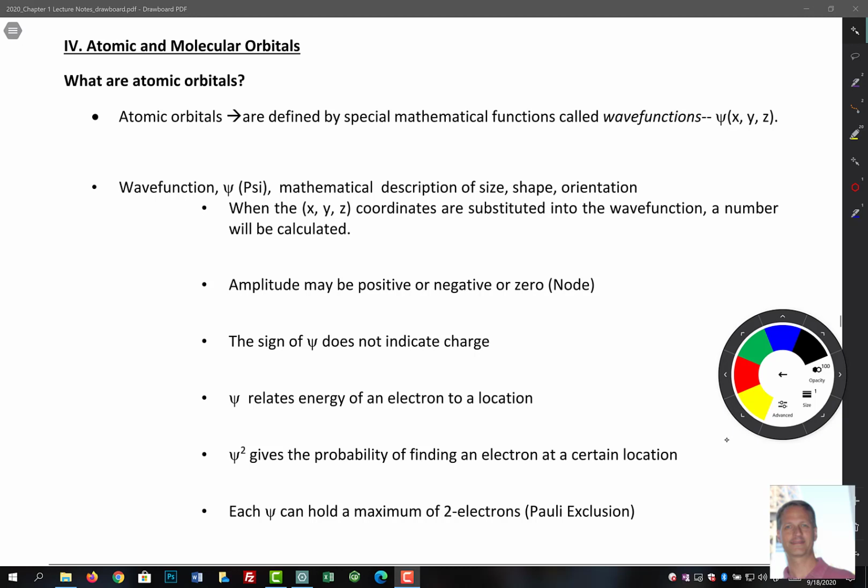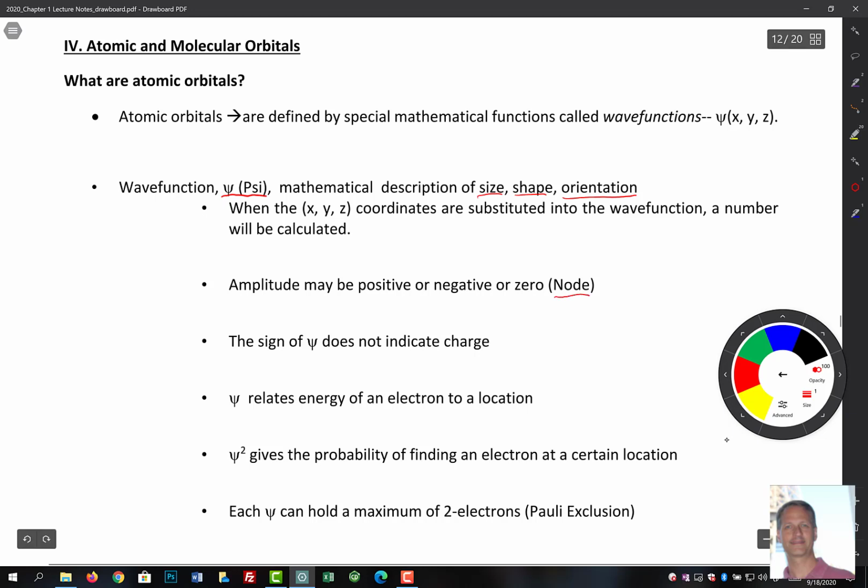They're defined by a special mathematical function called a wave function. Unless you're a chemistry major or Chem E major, you're probably not going to see this outside of our class again. Now that wave function, our psi here, is a mathematical description of the size, the shape, and the orientation of an orbital. As far as the wave function is concerned, the amplitude may be positive or negative, or it could be zero. And if it's zero, then we call that a node.